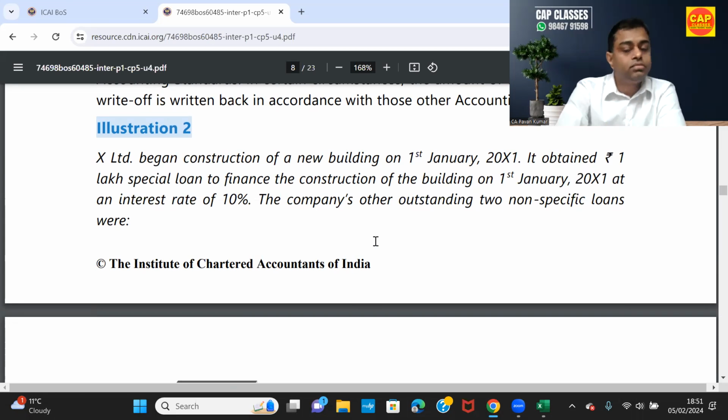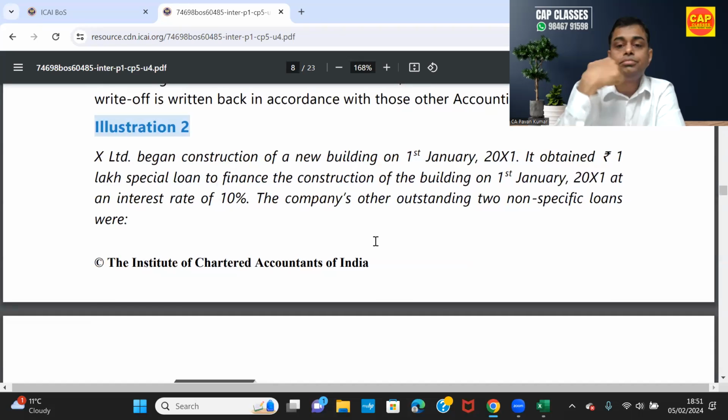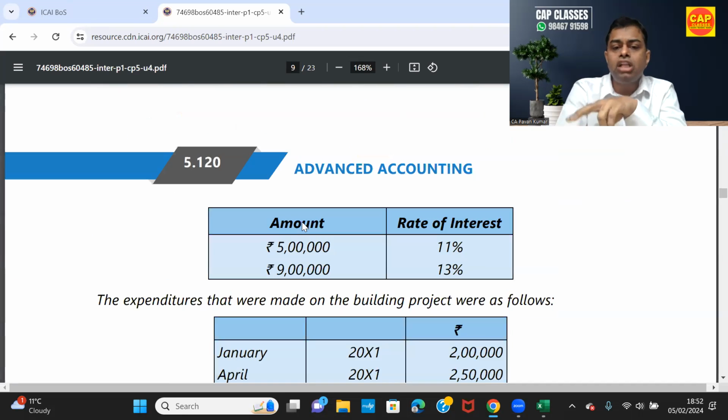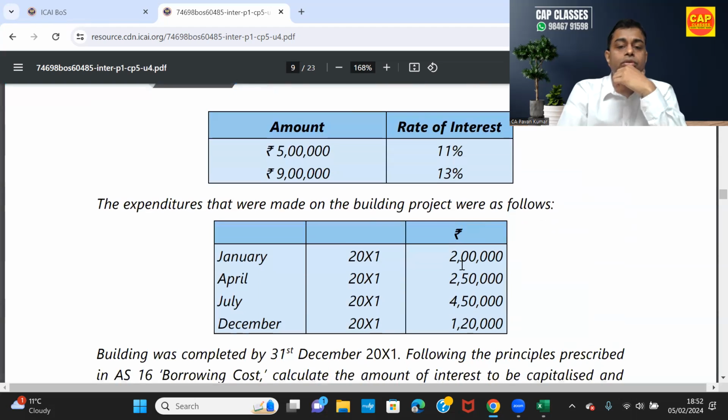X Limited began construction of a new building on 1st January 2021. It obtained rupees 1 lakh special loan to finance the construction of the building on 1st January 2021 at an interest rate of 10%. The company's other outstanding 2 non-specific loans were... That means they are saying there is a specific loan. Specific loan carries 10%. Okay, very good. And there are 2 non-specific loans. Non-specific means general. So on 5 lakhs, 11%, on 9 lakhs, 13%. So there are 2. Continue.